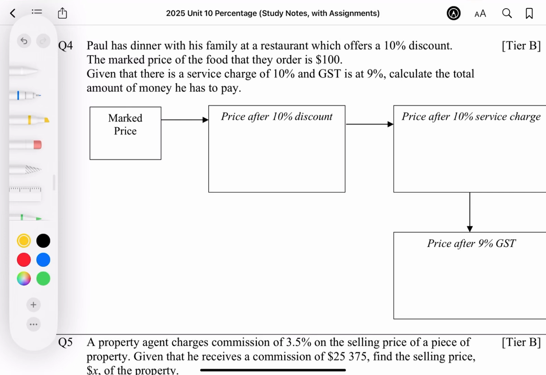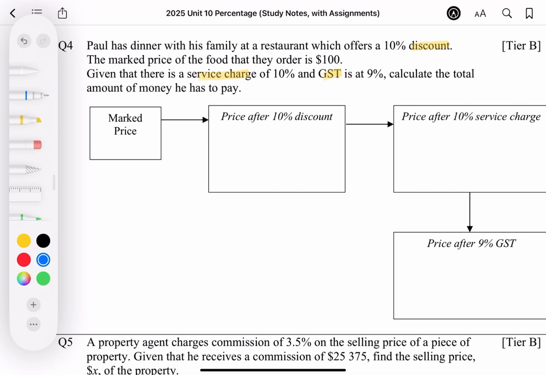Okay, this question involves discount, and it also involves service charge and GST. Now let's put the information into the diagram in a sequential way.